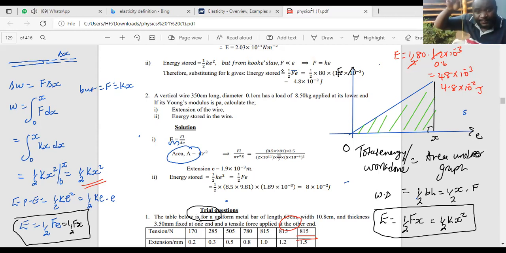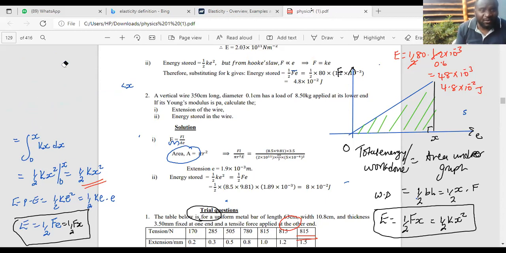So we have a wire whose diameter is 0.1 centimeters. Its original length was 350. Now it has changed. The load we have attached is a stone. It is 8.5 according to the question. And now they are saying the Young's modulus has been given, calculate the extension of the wire. So you have to draw the model so that you interpret the question very well. Now, if I'm sketching the model, I'll show you the following. Let me first wrap up this part.